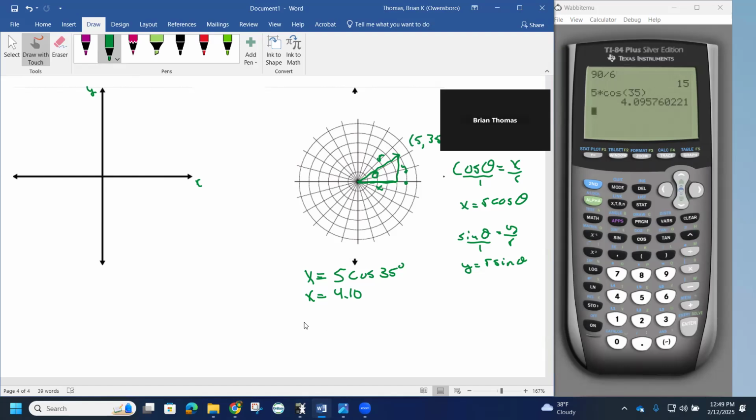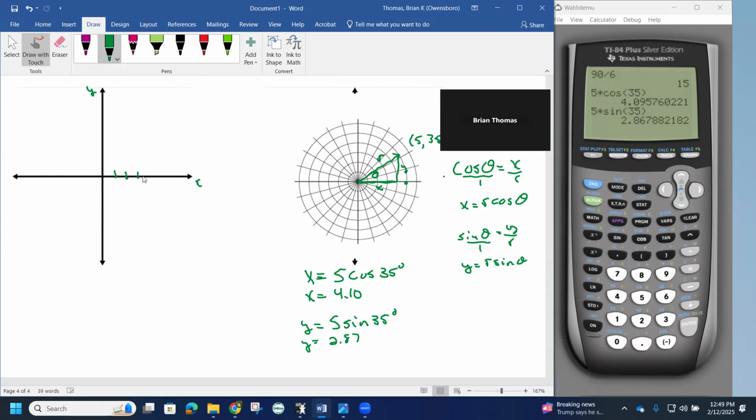To find the y coordinate, we would go r sine of theta. So that's going to be 5 times the sine of 35 degrees. We can use a little bit of trig manipulation here to get that. So 5 times the sine of 35 degrees is going to give me my y coordinate of 2.86 or 2.87. So y is going to be about 2.87.